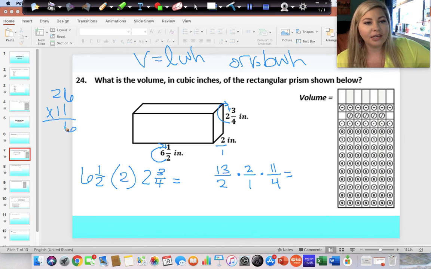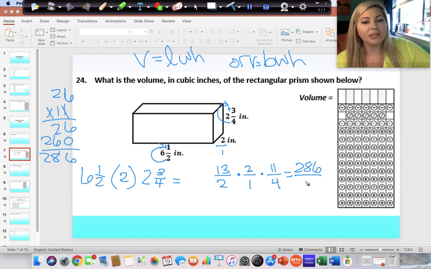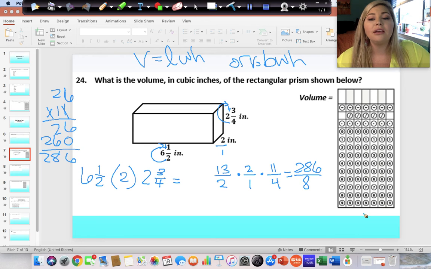6 times 1 is 6, 1 times 2 is 2, 0 to hold our place, 1 times 6 is 6, 1 times 2 is 2, and then we add these together. That gives us 286. And then 2 times 1 is 2, times 4 is 8. So now we have 286 over 8 is our answer, but you could reduce this.